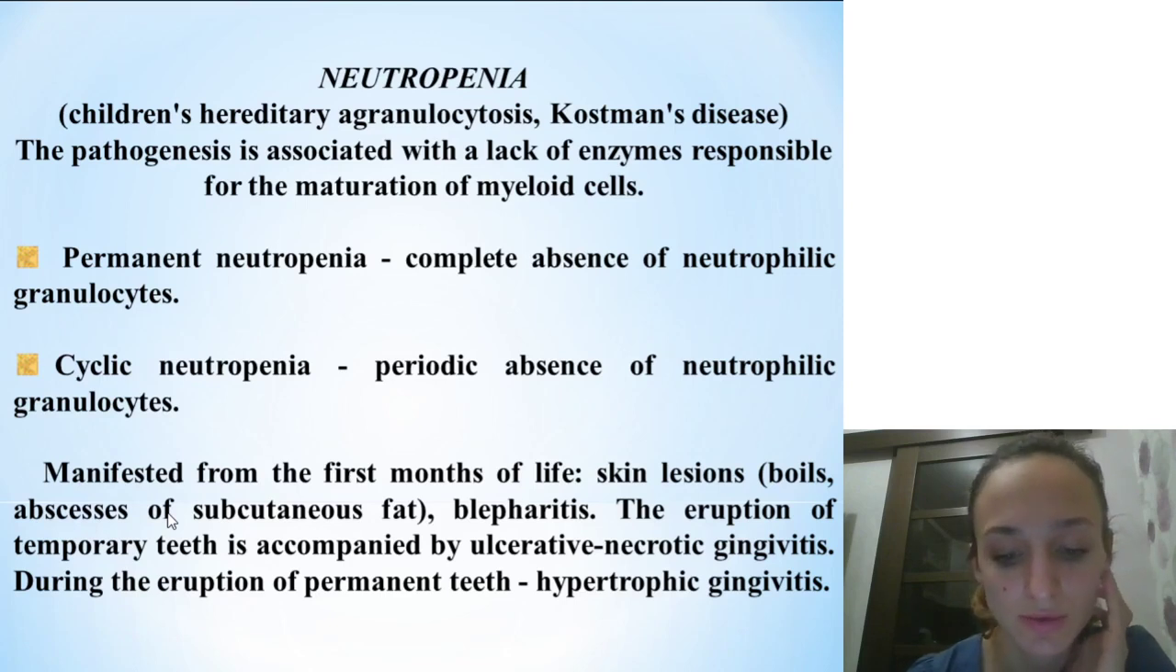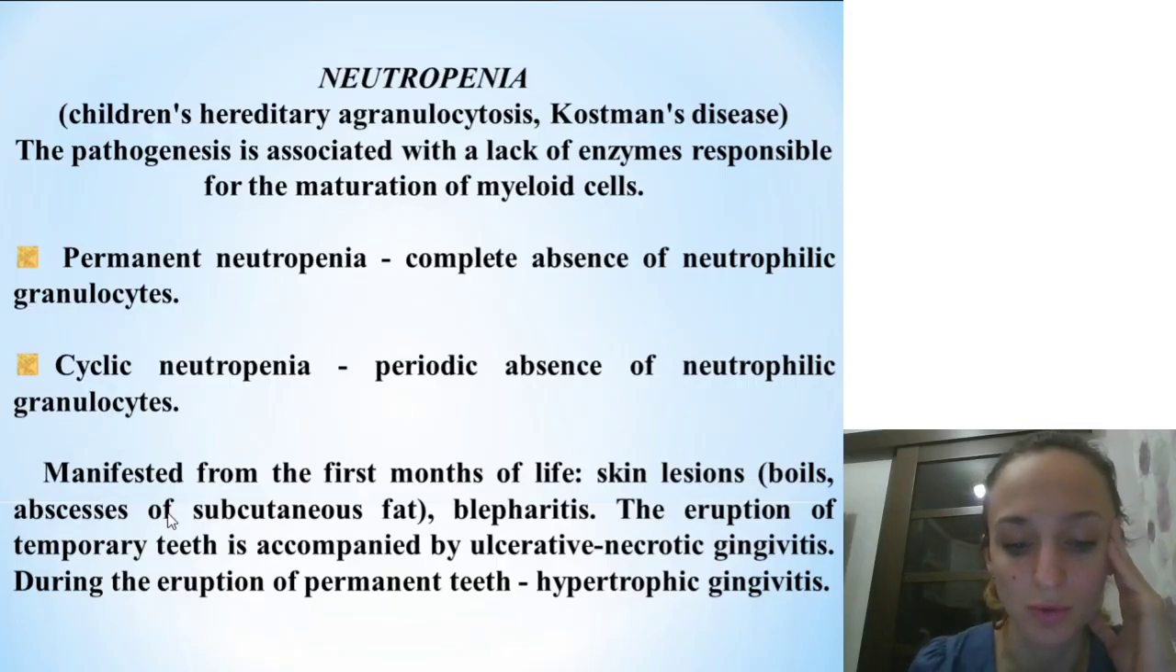The cause of the disease is hereditary, a deficiency of enzymes. Clinically it appears from the first months of life in the form of pustular skin lesions and furuncles, abscesses of the hypodermis, and blepharitis. Purulent processes often develop in the lungs.